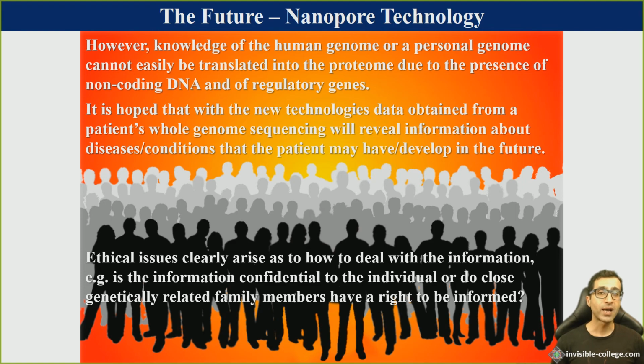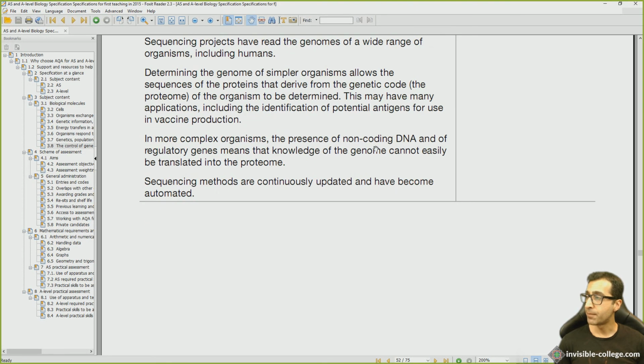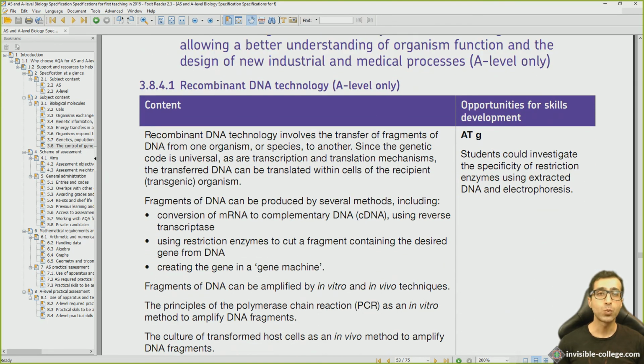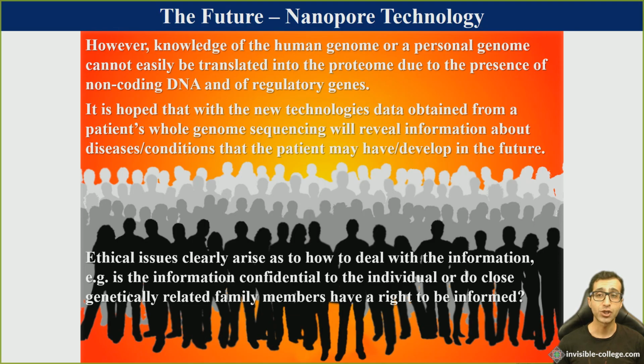So let's move on now, and the next section of the specification that we need to go over here is the use of recombinant DNA technologies. We'll begin with the use of genetic fingerprinting, or the use of DNA technologies in genetic fingerprinting.